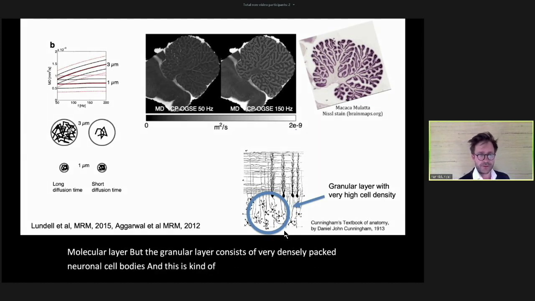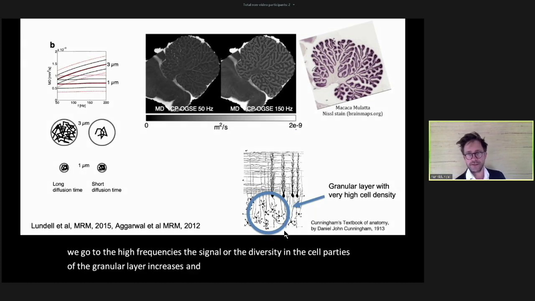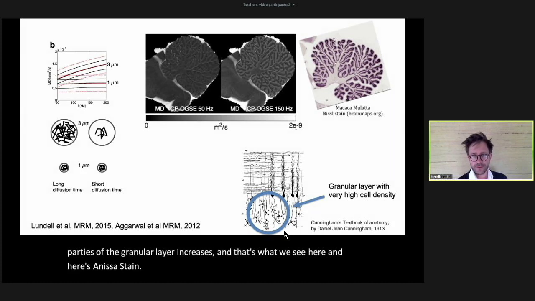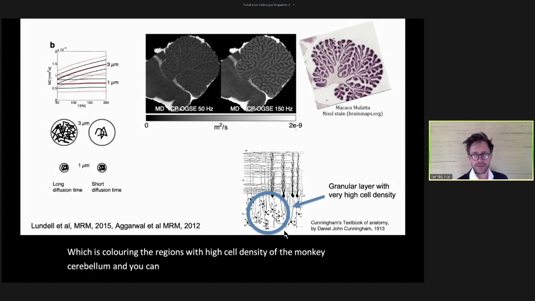So when we go to the higher frequencies, the signal, or the diffusivity, in the cell bodies of the granular layer increases, and that's what we see here. And here's a Nissl stain, which is coloring the regions with high cell density of the monkey cerebellum, and you can see that this coincides with this inner layer of the cerebellar cortex.